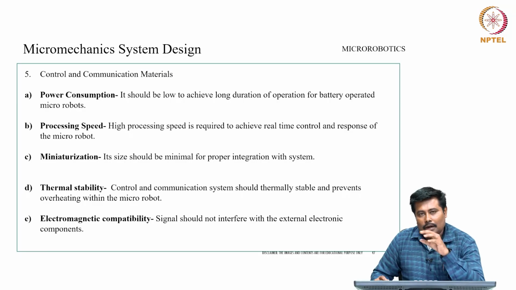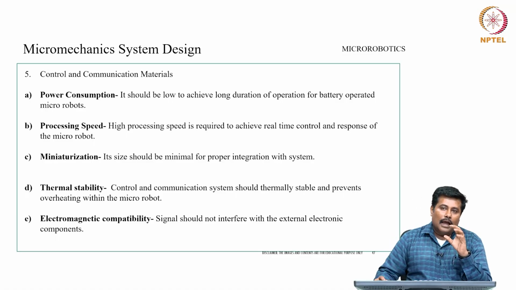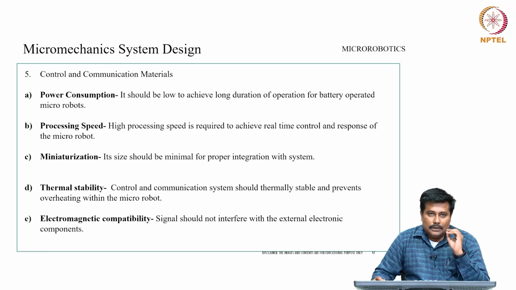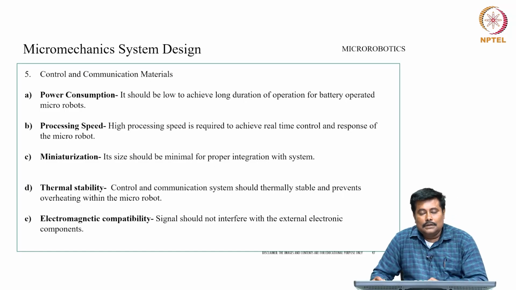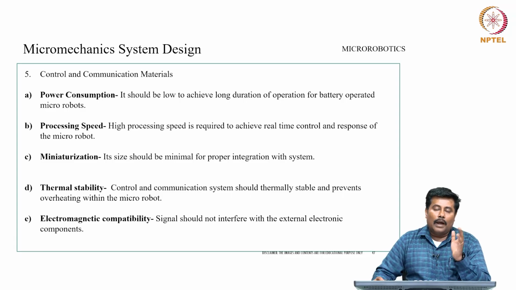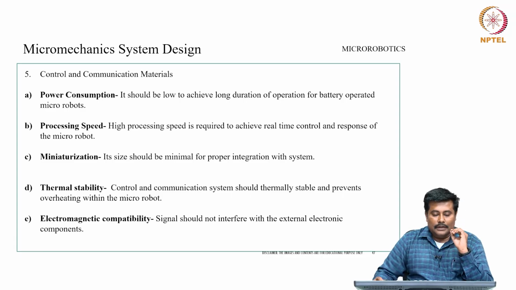These control and communication materials have certain parameters which we need to consider. One parameter is power consumption. Power consumption for a control and communication material should be low to achieve a long duration of operation for battery operated micro robots. From a processing speed point of view, it requires high processing speed to achieve real time control and response of a micro robot. From a miniaturization point of view, its size should be minimal for proper integration of the system.